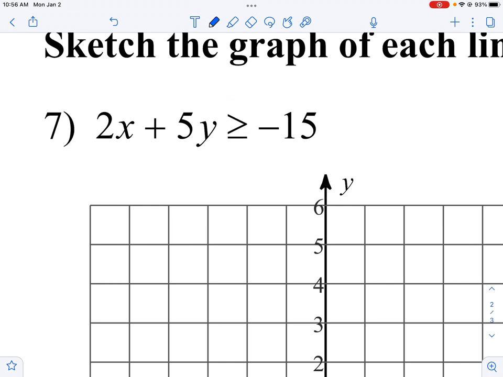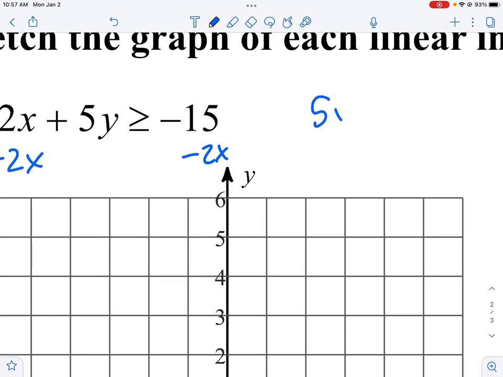You're still going to solve for y. You're still going to put all your points down. You put your y-intercept down, use the slope to get other points. The only part that changes is right at the end. So I'm going to subtract some 2x. This 5 was positive, so I can keep it positive. 5y greater than or equal to -15 minus 2x.